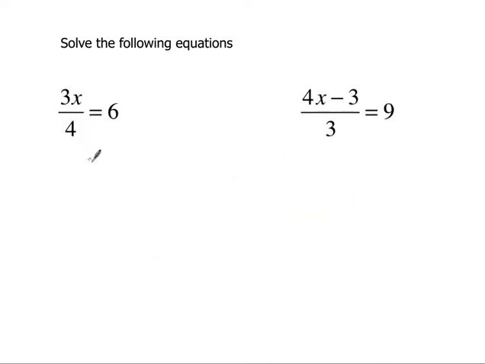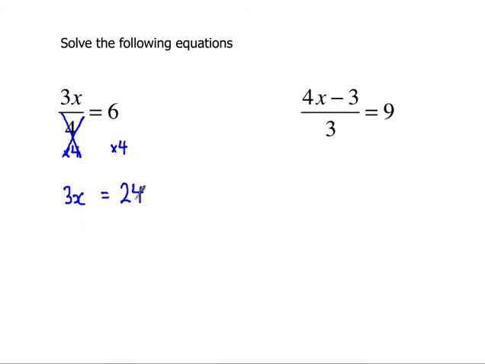Last two examples, just slightly different setup here. On this one on the left hand side, the whole thing's been divided by 4. So the first thing I'm going to do is undo that divide by 4 by multiplying both sides by 4. That'll get rid of that divide and leave me with just the 3x that's sitting on top. 6 times 4 is 24, so I've got the 3x equals 24.